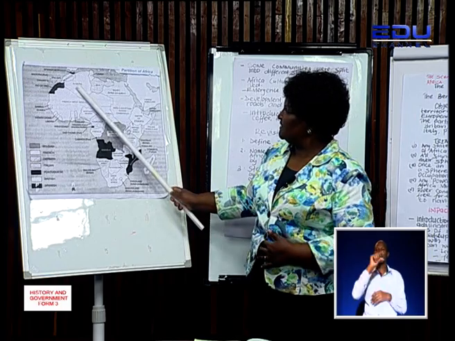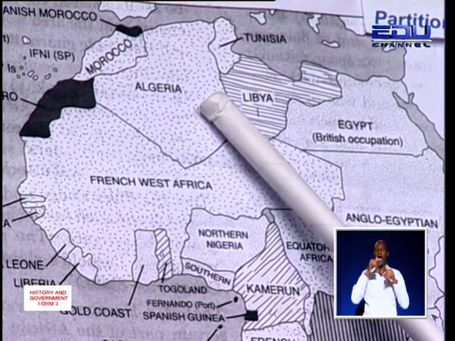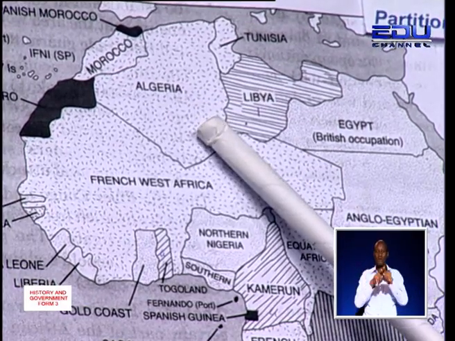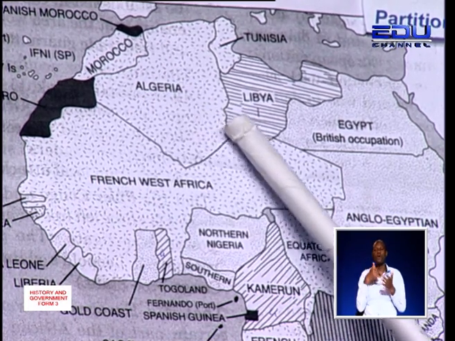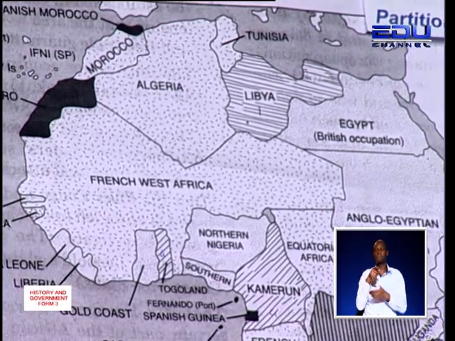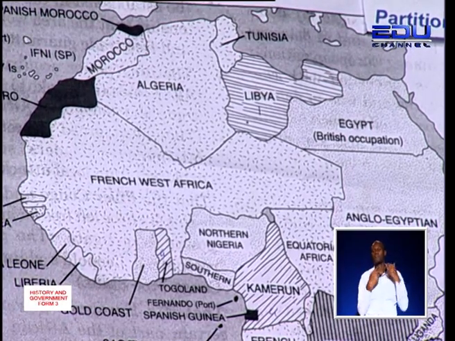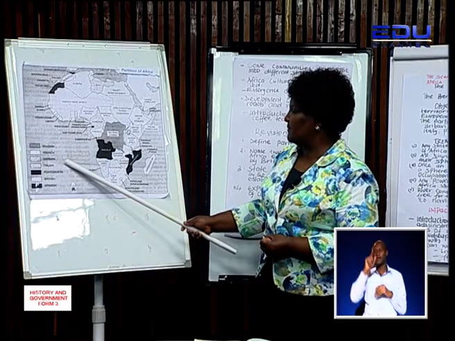We find Algeria was also acquired by France. Morocco was also part of the French colony. Let's look at the Germans, or Germany.